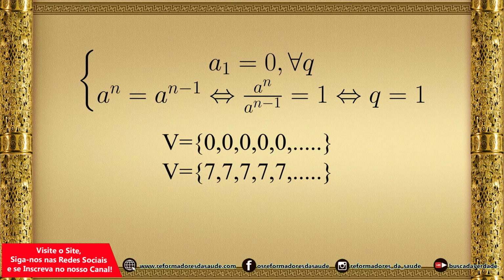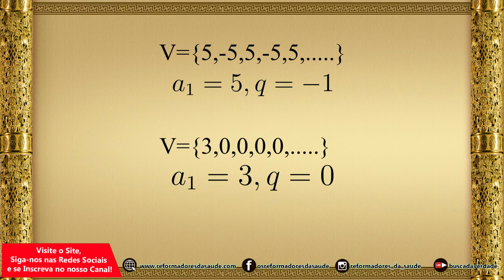We can also have a constant PG. In this case, we can have two possibilities. If the initial term is 0, then all values depend on the product with the initial term, and thus all values become 0, whatever the value of q. Another way is when the values of the subsequent and previous terms are equal, so that q has the value 1. There are also alternating values.